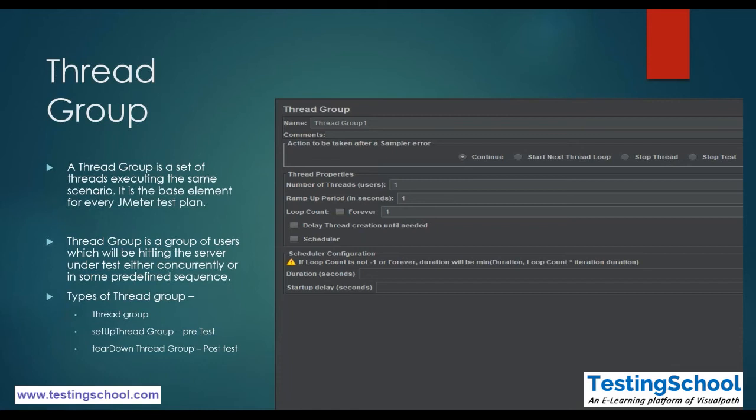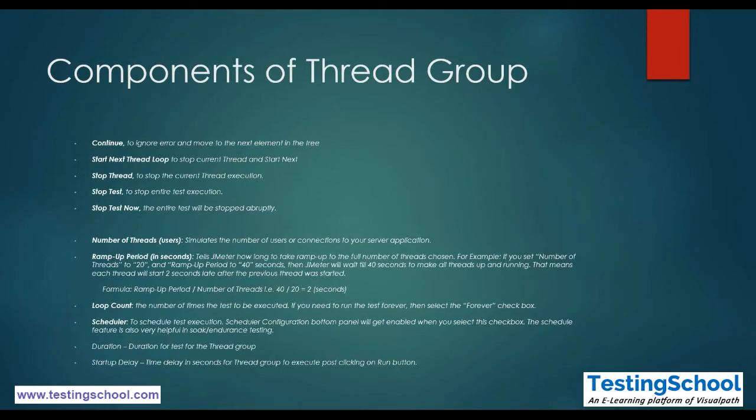So basically in thread group we have different kinds of options, like action to be taken after sampler. We have different radio buttons, so we will look into these things in the next slide. So this is the component of the thread group, that is the radio button continue is for to ignore error and move to the next element in the tree.